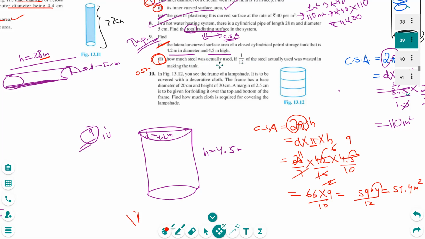Okay, who can tell me what it is trying to tell us? Bhaiya, it says how much steel has been used, if 1/12 of the steel was used in making a tank. It's like Vaibhav is like Kapil Dev. He just converts everything into Hindi.